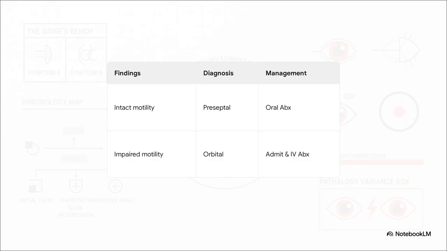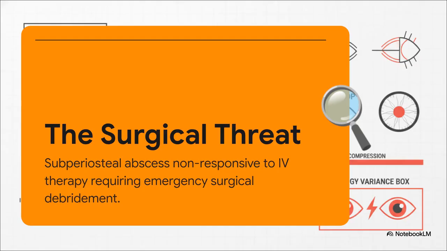If motility is completely intact and there's absolutely no pain with eye movement, you're likely dealing with a preseptal profile. The intervention? Oral antibiotics like amoxicillin clavulanate and strict outpatient tracking. But the absolute second you detect impaired motility, proptosis, or pain with gaze, the protocol escalates violently. You mandate an immediate hospital admission, a stat CT scan of the orbits, and IV vancomycin paired with ceftriaxone. No exceptions.